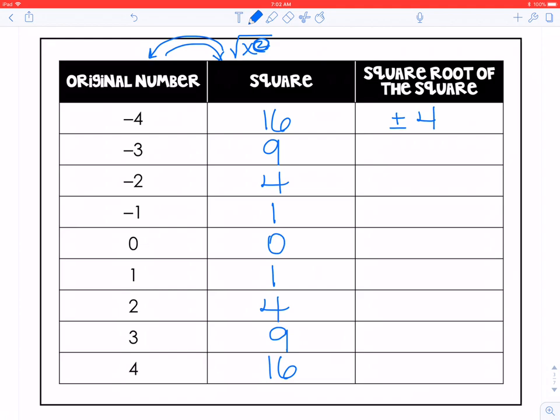Okay, so the square root of 9 is plus or minus 3. The square root of 4 is plus or minus 2. The square root of 1 is plus or minus 1. The square root of 0 is still 0. And then we see our pattern continue.